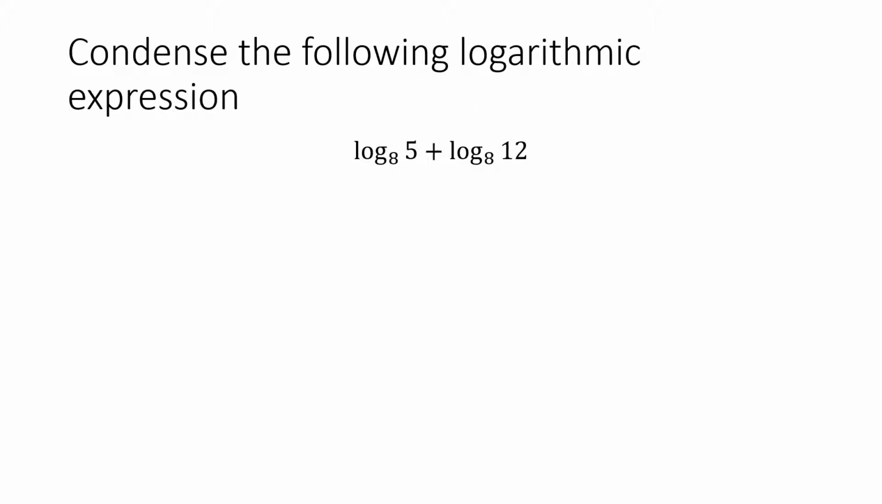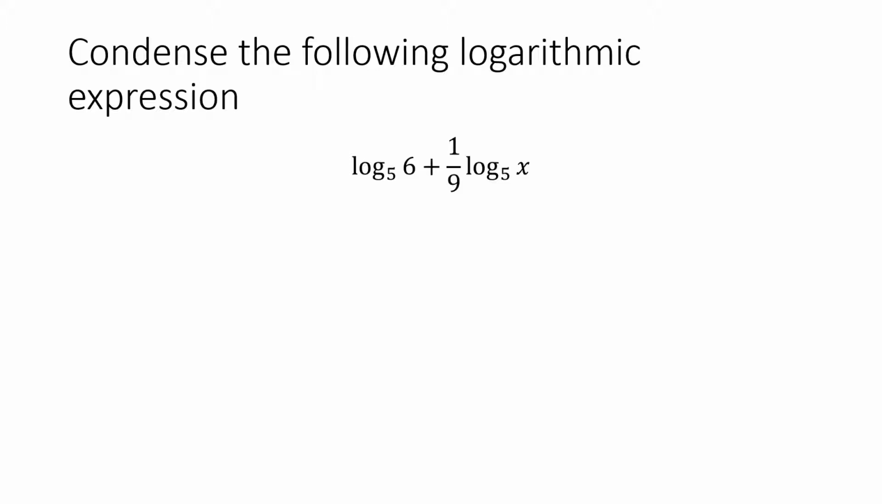Suppose we had to condense the following logarithm. Notice that we're adding here. So because we're adding, we're going to take the two arguments and multiply them. We're going to use our product rule for logarithms, and we're going to say that this is equivalent to log base 8 of 5 times 12. In other words, log base 8 of 60.